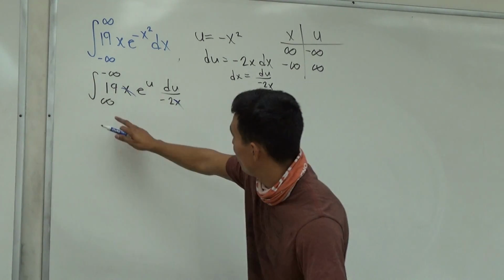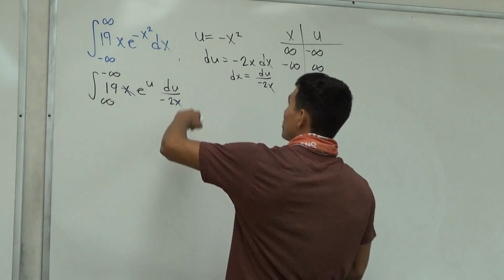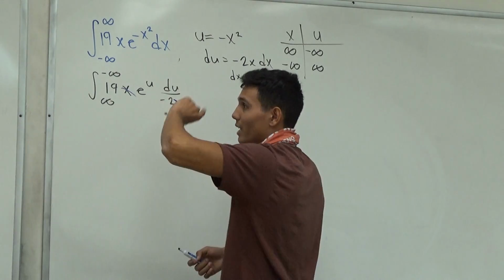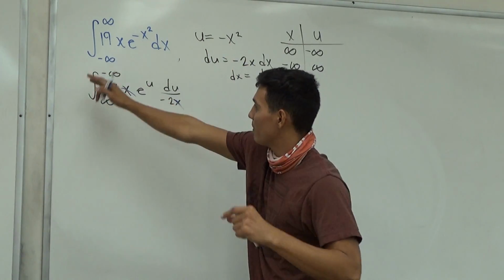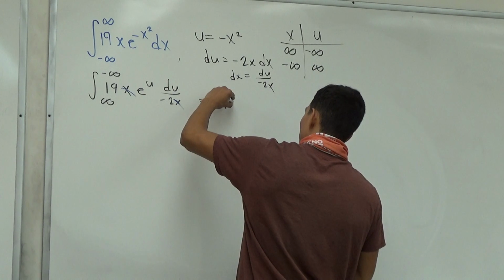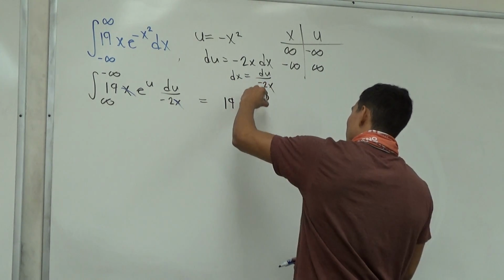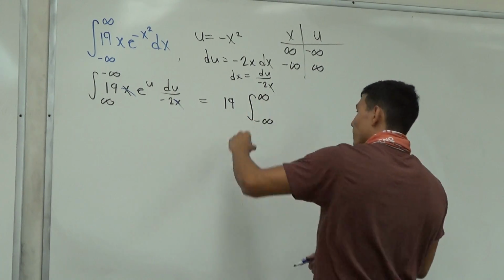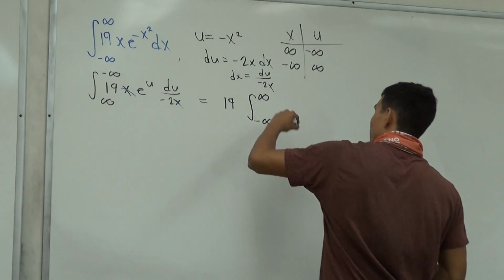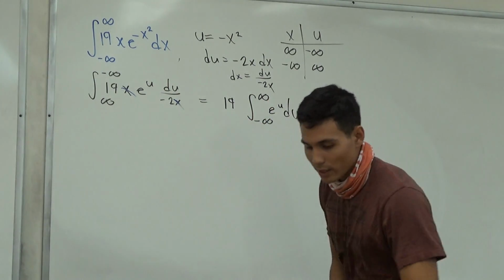And we also see that our bounds go from a positive to a negative. That's kind of weird. So let's flip these bounds, times it by negative 1. And if we times it by negative 1, then this negative can go away. So then we see that we get 19. I'm just going to pull it out. I don't know why everybody likes putting the constant in front. I just say leave it. Negative infinity to infinity, e to the u, du. And this is 19 over 2 now.